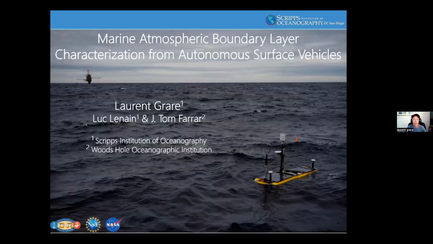Okay. So today I'm going to talk about characterization of the marine atmospheric boundary layer from an autonomous surface vehicle. That's some work that I did with my colleague Luc Lenain at Scripps and also Tom Farrar from Woods Hole.